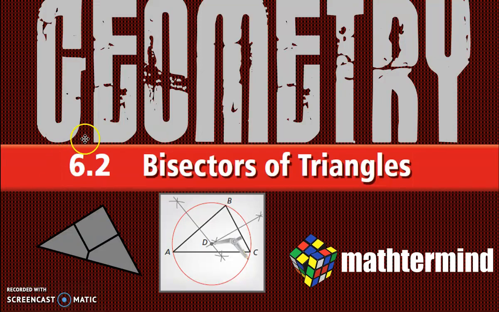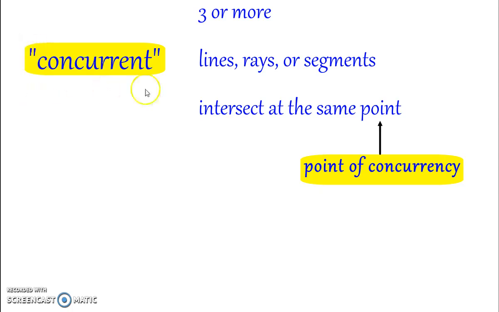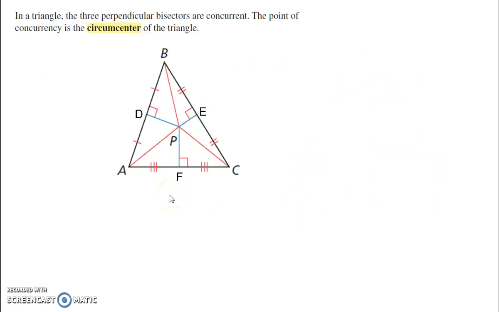We're in Chapter 6, Section 2, talking about bisectors of triangles. Couple terms to begin with. Concurrent means when three or more lines, rays, or segments intersect at the same point. That point is called the point of concurrency. So if you look at this triangle right here, we've got lines, segments, they intersect right there at point P.